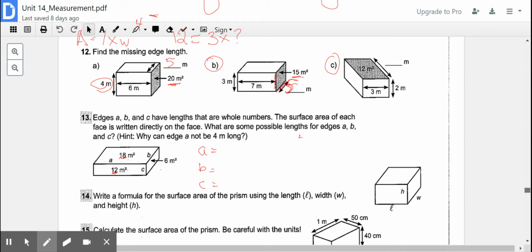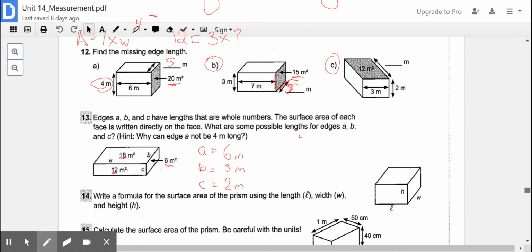Well, we've got 2, 3, 6. Let's try 6. So if we said A was 6 meters, then looking at the top, 18 divided by 6 would mean B would be 3 meters. Okay? And then if A were 6 meters, then C would be 12 divided by 6, which would be 2 meters. Does that work out for all the other faces?